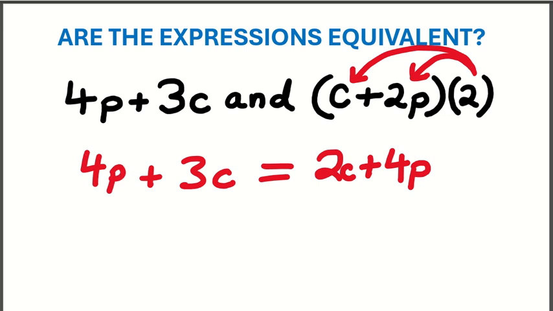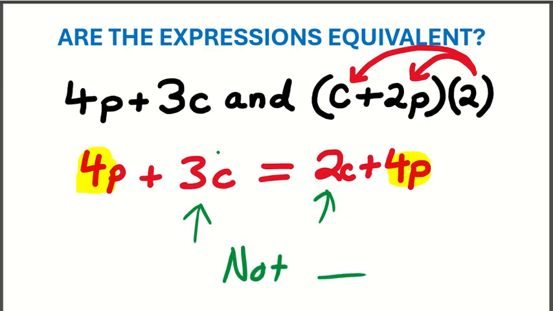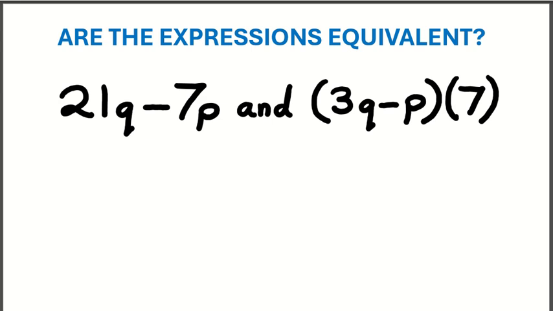Well, it doesn't look the same. I mean, we got a 4p over here, and we got a 4p over there, and we could switch them around, but unfortunately, this is different, and this is different. 3c and 2c are not the same. They're never going to be the same. So these are not equivalent. There's that little face that's like, guess they're not equivalent. All right, now we're going to move on to this next one. We'll give it a try.